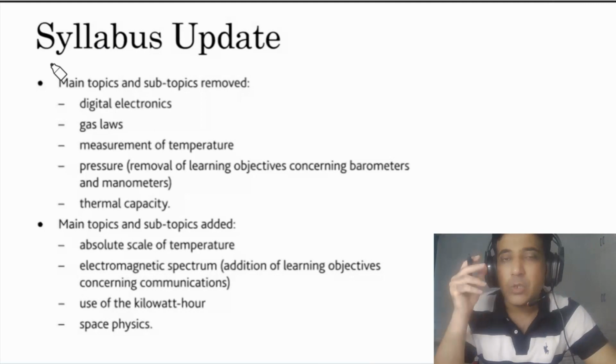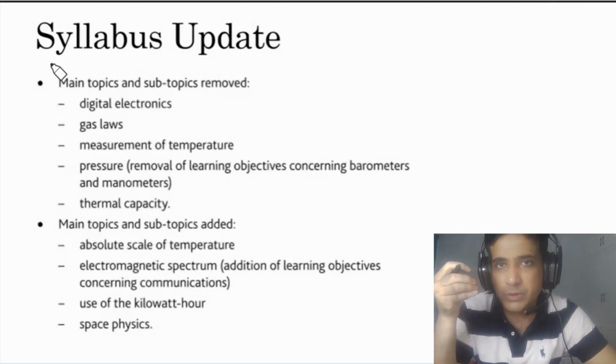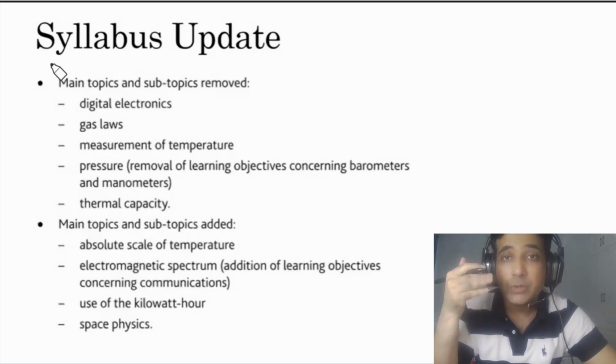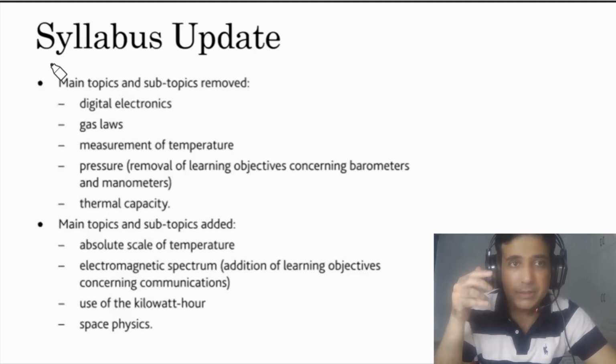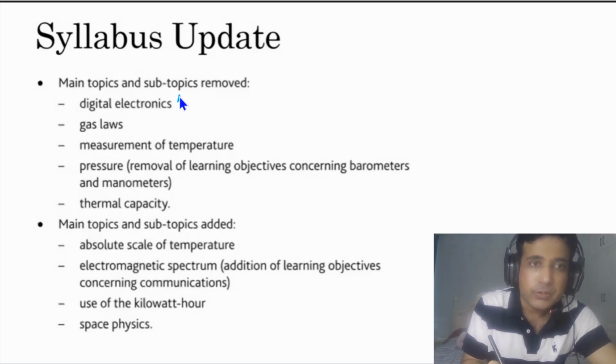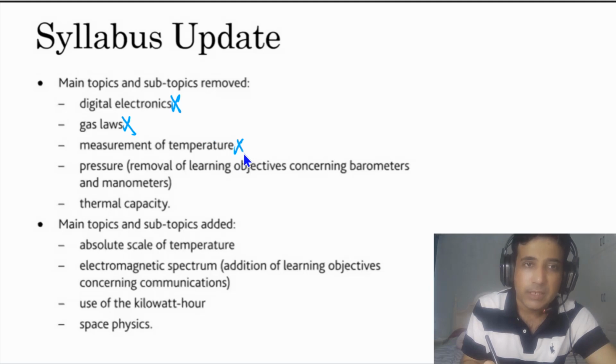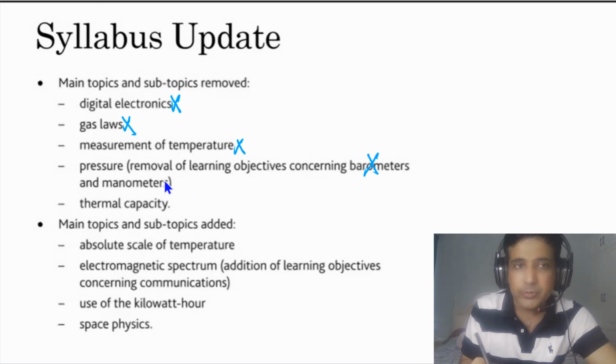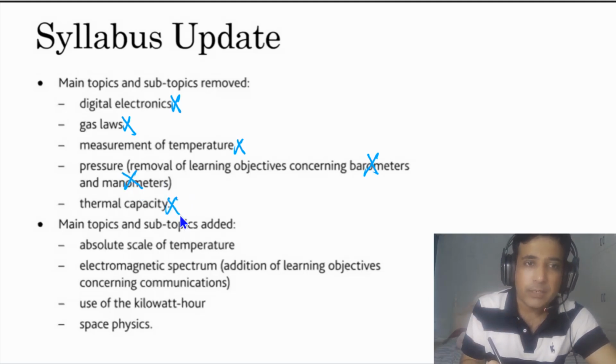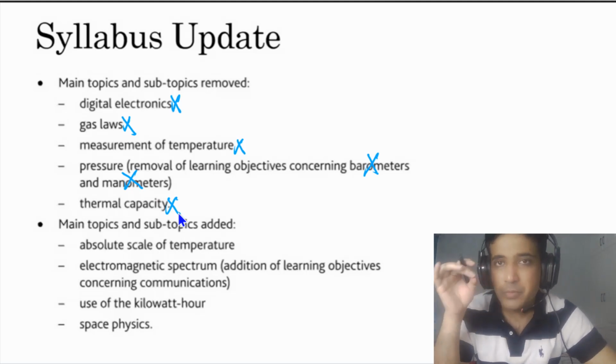Before we start working on the remaining questions, let's discuss a little bit about the syllabus update because it's very important. You need to understand which topics you don't need to study for the upcoming exam. According to the new syllabus, digital electronics is not part of the new syllabus. Gas laws have been removed. Measurement of temperature, meaning thermometers, is not part of the new syllabus. Pressure is also not part of the new syllabus, so you don't need to study barometers or manometers. And thermal capacity has also been removed.